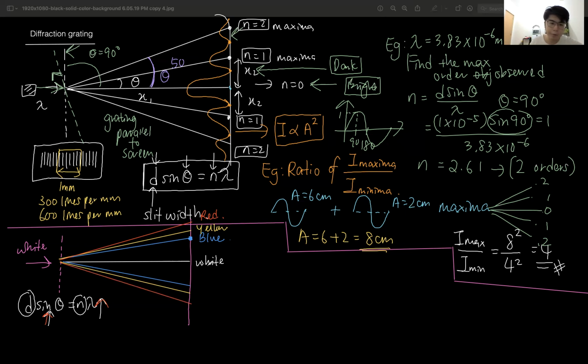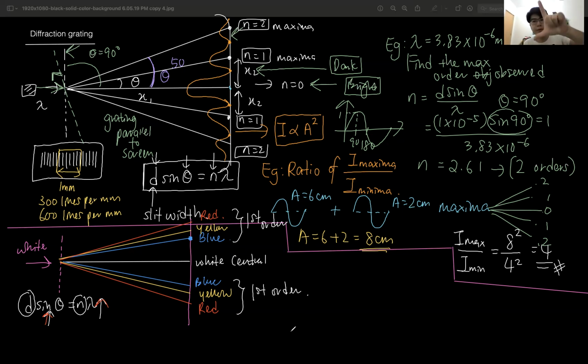Boom. Blue, yellow, and we have red. These are all the first order. Okay, so this is central. This is first order. The first order for red, blue, and yellow. And again, this is first order for red, blue, and yellow. Each order, you get 7 colors. So the second order, you get again the seven colors, because what we are dealing with here is the source has 7 constituents.